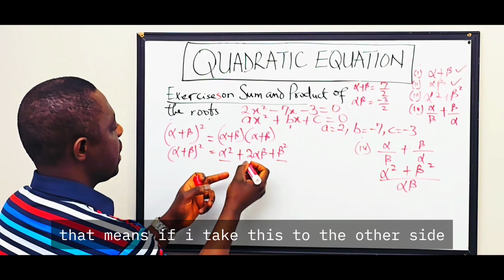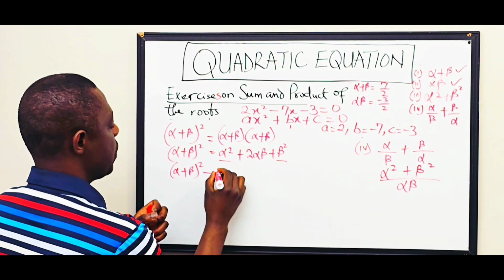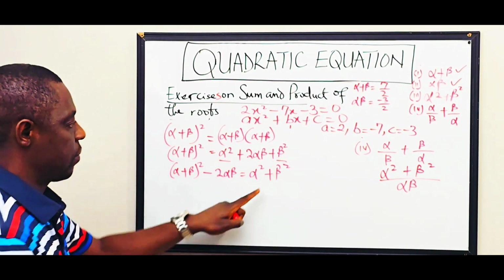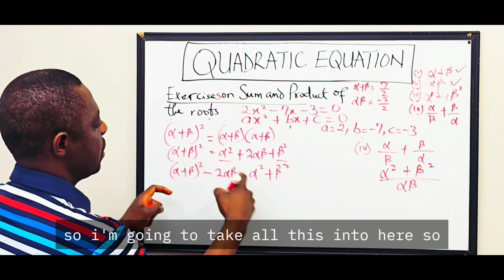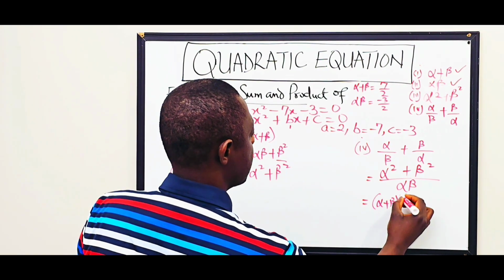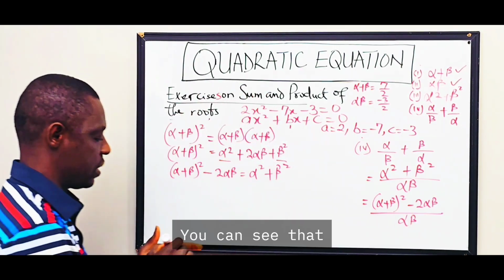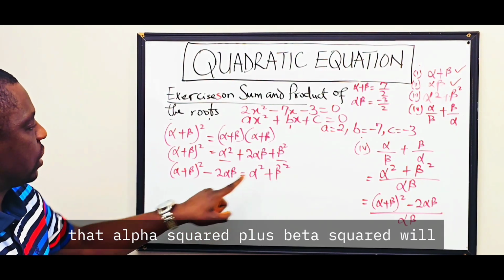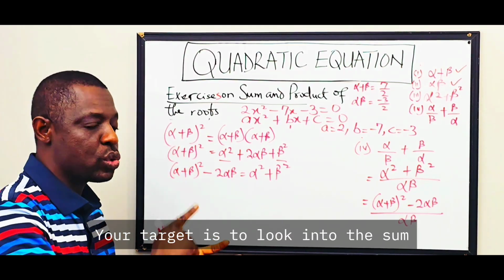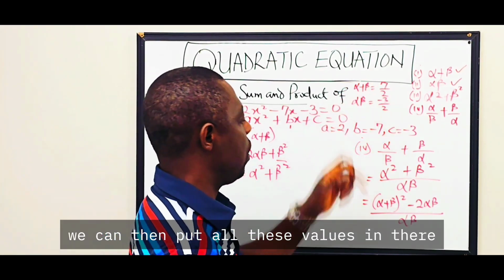That means if I take this to the other side, I'm going to have alpha plus beta squared minus 2 alpha beta to give alpha squared plus beta squared. So I'm going to take all this into here. So this will give us alpha plus beta squared minus 2 alpha beta over alpha beta. You can see that alpha squared plus beta squared will give us alpha plus beta squared minus 2 alpha beta. Your target is to look into the sum and the product. So this one gives us the sum and this one gives us the product. So in that way, we can then put all these values in there.